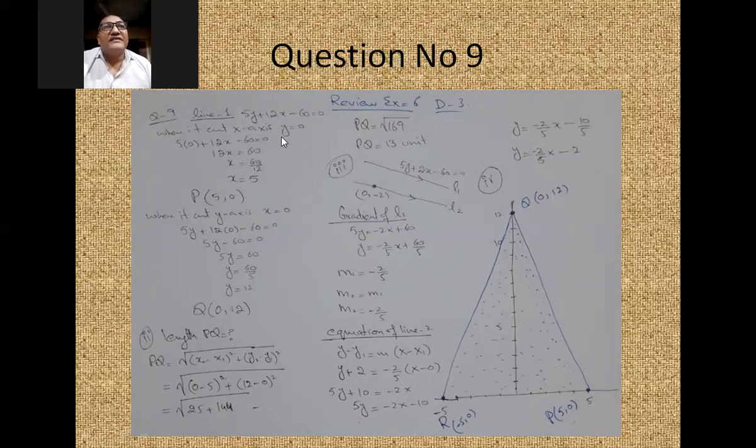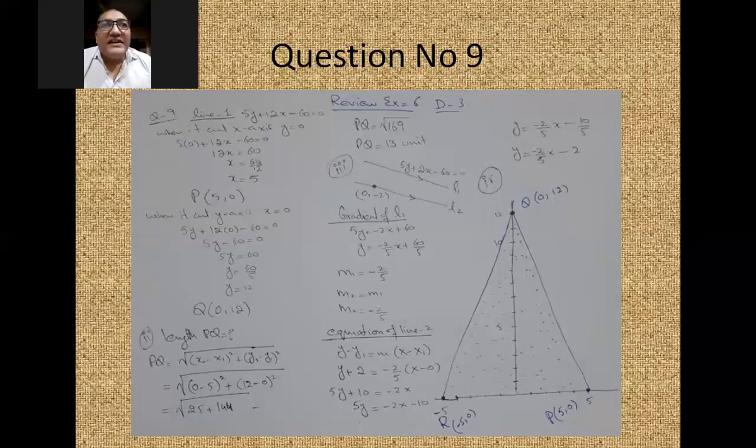12x is equal to this minus 60; going to the other side, it becomes plus 60. So x will be equal to 60 by 12, so x will be equal to 5. So the coordinates of the point P where the graph cuts the x-axis will be 5, 0.